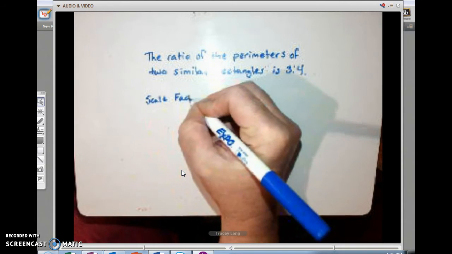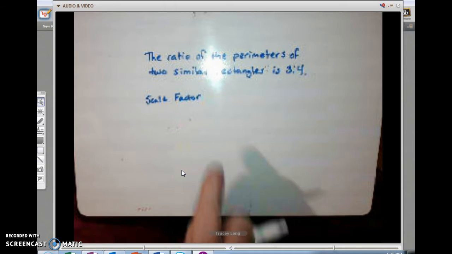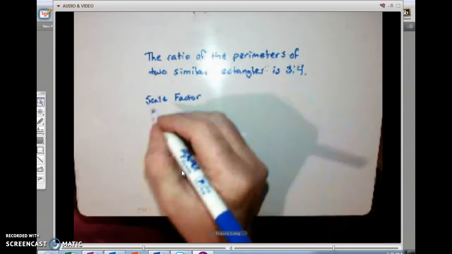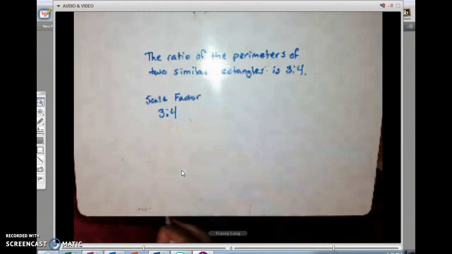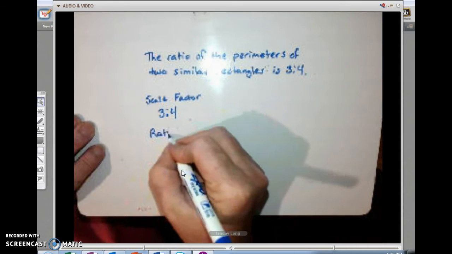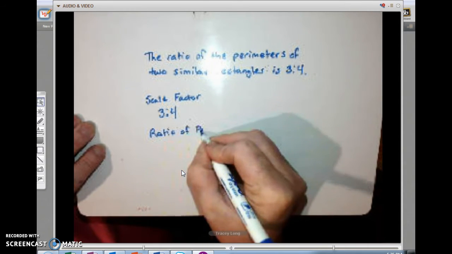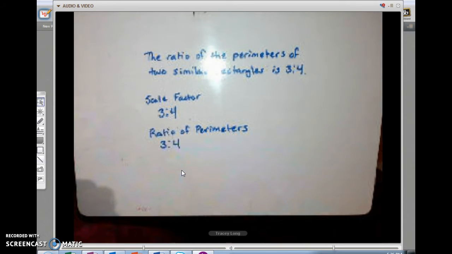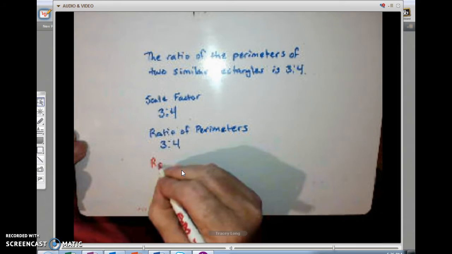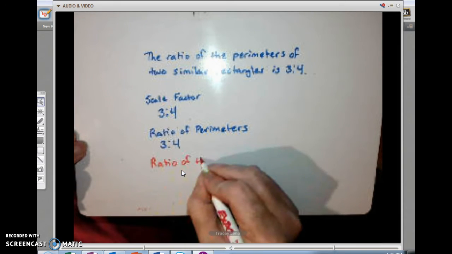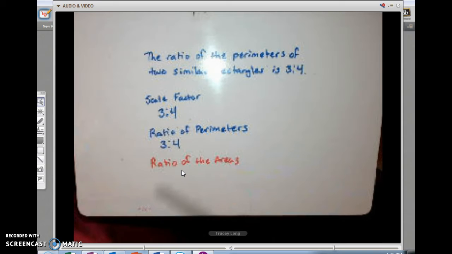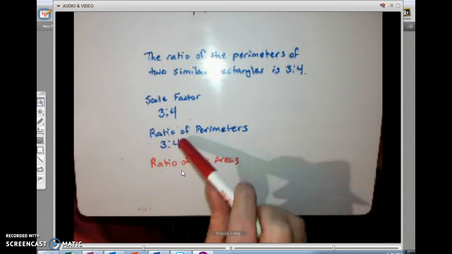So what would the scale factor here be? Well, we know that the scale factor and the ratio of perimeters is the same. So the scale factor would also be 3 to 4. All right, and then we said the ratio of the perimeters equals the same thing. But what if they asked me for the ratio of the areas? Then what are we doing? Well, how do we find that? Remember, we square the scale factor or square the ratio of the perimeters. Since they're both the same, it doesn't matter.